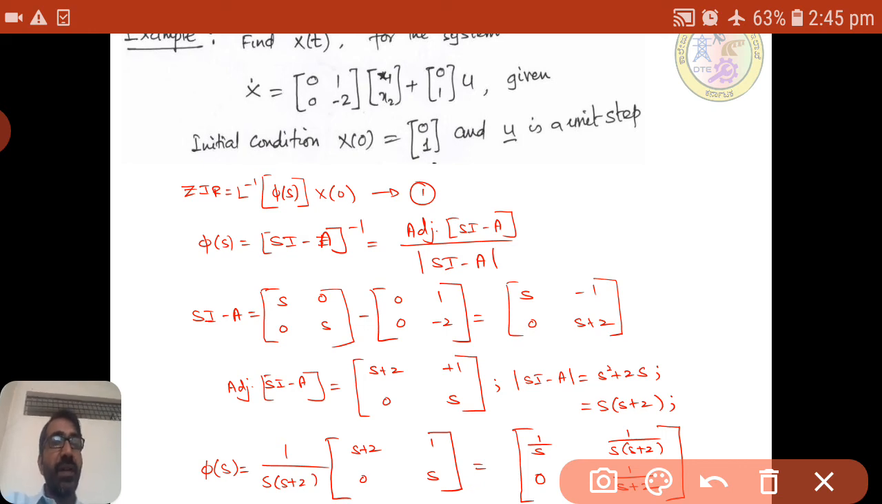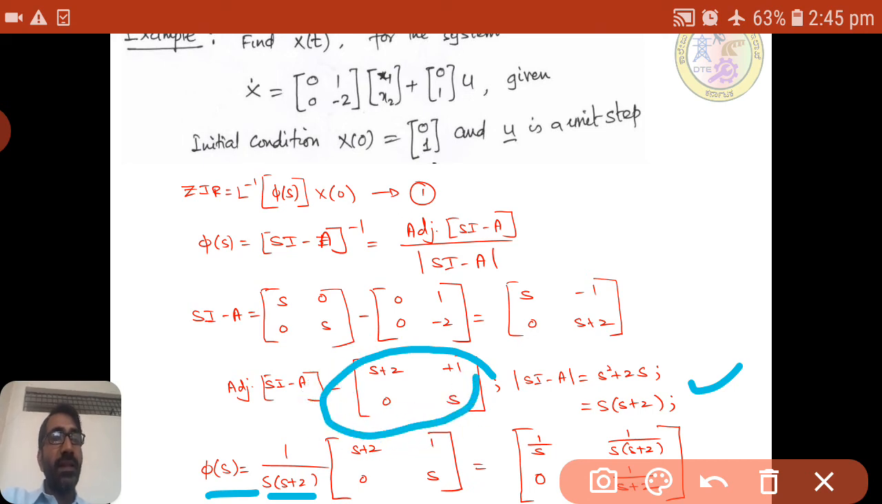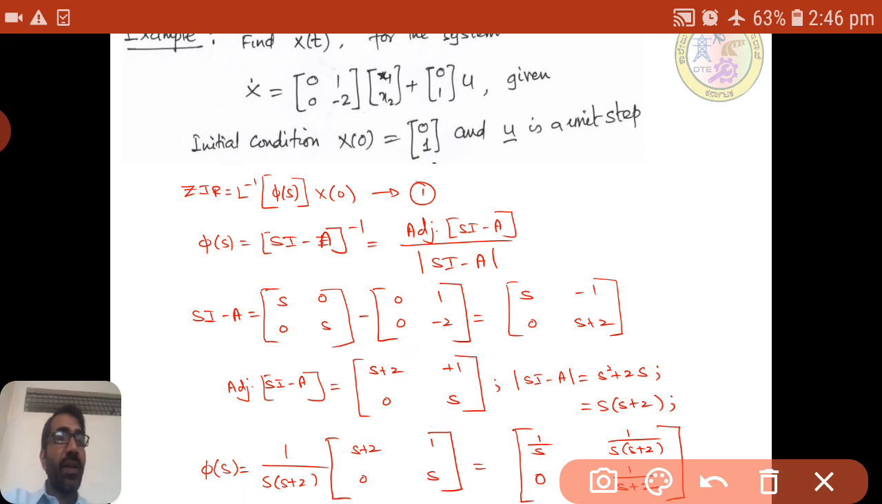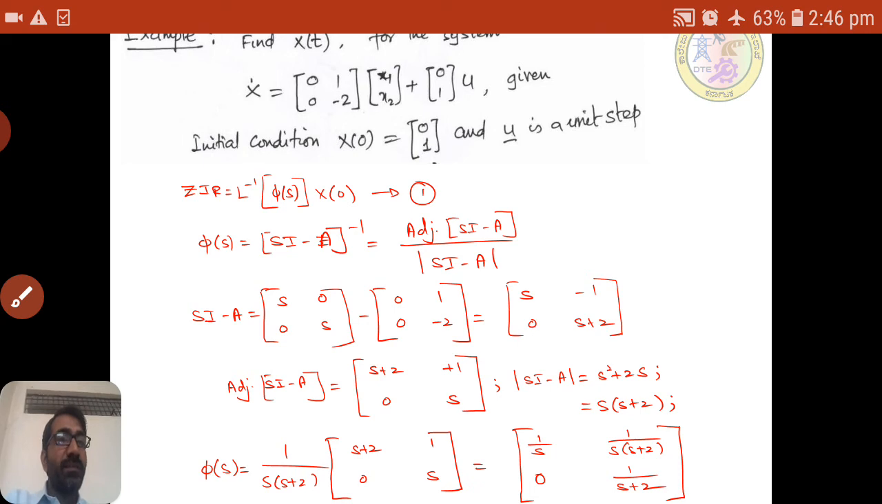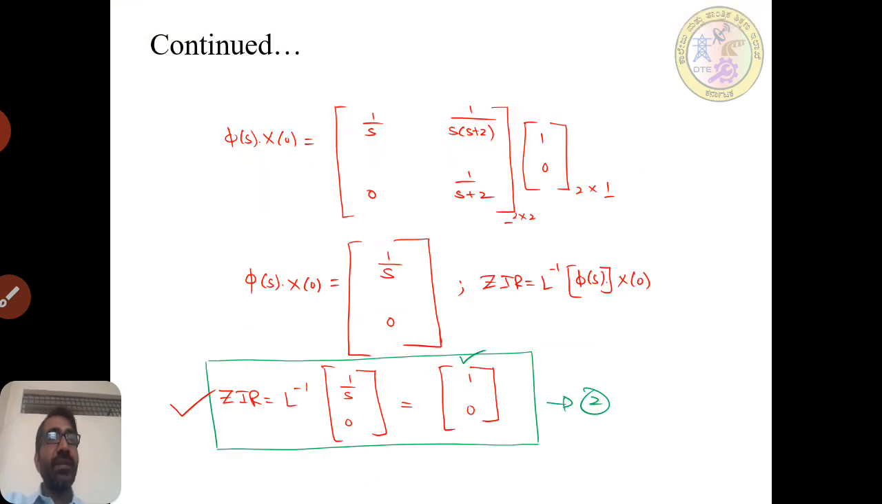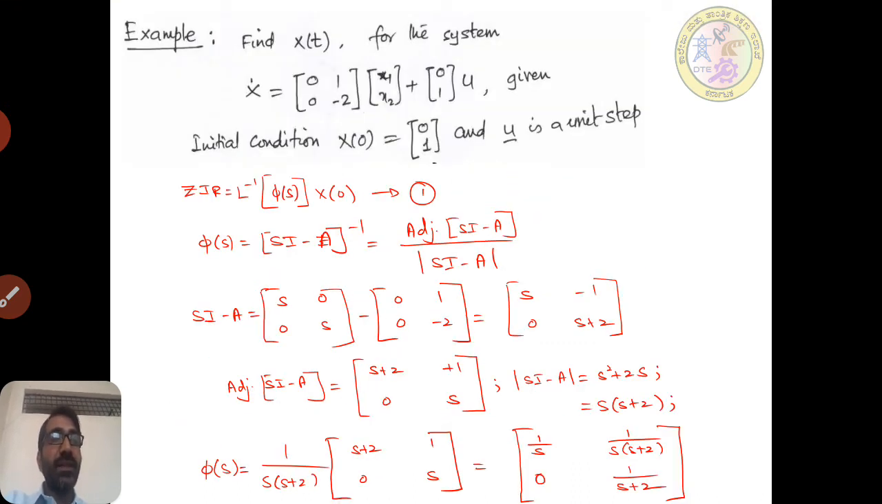So phi of s is equal to 1 by s into (s plus 2) times the adjoint of (sI minus A). Here s plus 2 will cancel, leaving 1 by s, and this term is 1 by s plus 2, the third term is 0, and here 1 by s plus 2. So that is what we call phi of s.